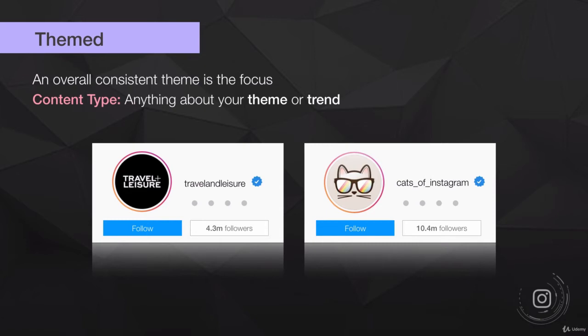Cats of Instagram is another good one. This theme is not a business. You know, cats aren't a business. It's not run by a business in the cat industry, but it is around something that is very well liked. A lot of people want to see that sort of stuff. They want to see their cats on their Instagram. They want to see cute cats. And their content type is going to be specifically around cats, and maybe they're going to branch out into other animals. But that is a themed account.